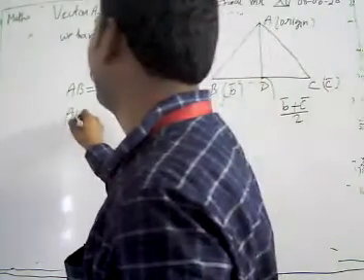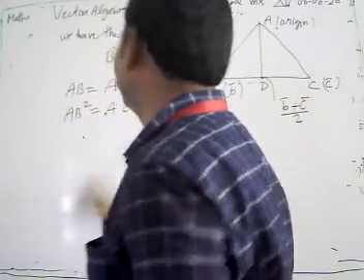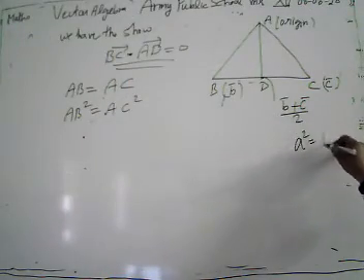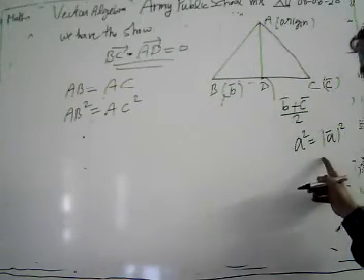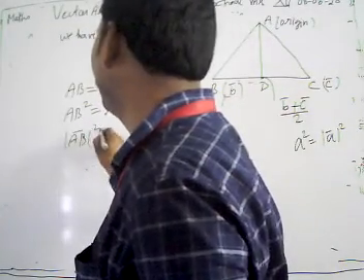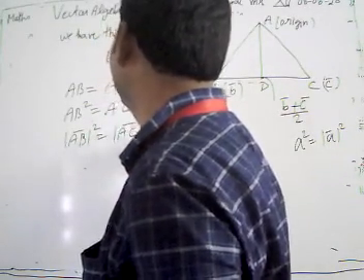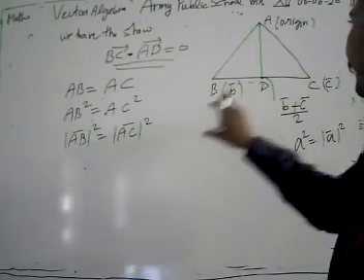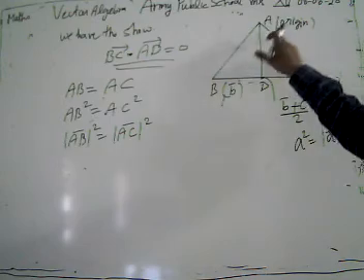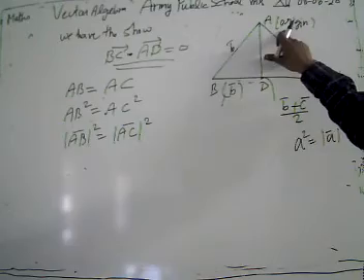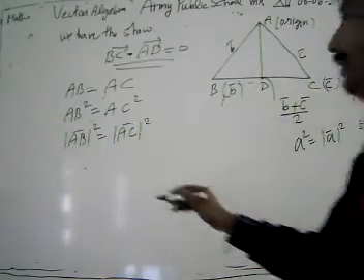Taking the square of both sides, we have AB square equal to AC square. Then again, what is our concept? The square is given by the magnitude of the vector squared. So it is the magnitude of AB square and the magnitude of AC square. Now look, what is our AB? It's the origin 0 to vector b, and for AC, this is our origin point and this is our c.